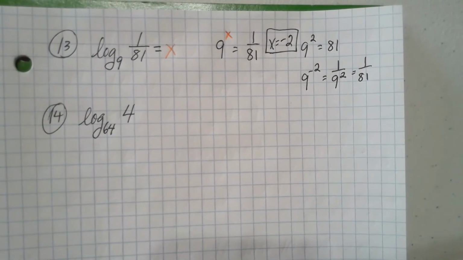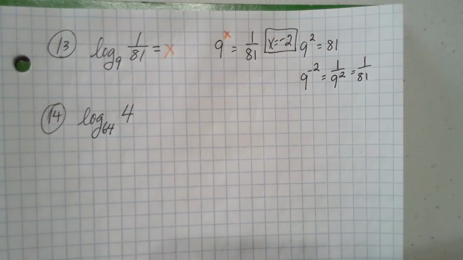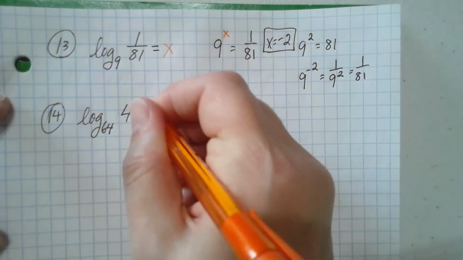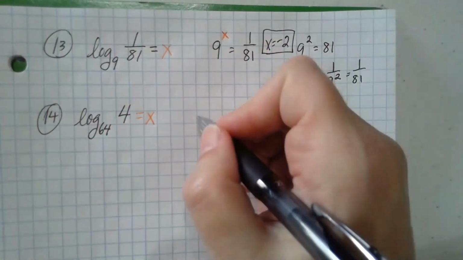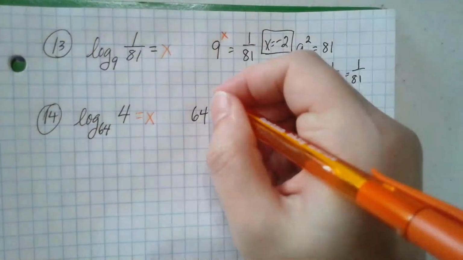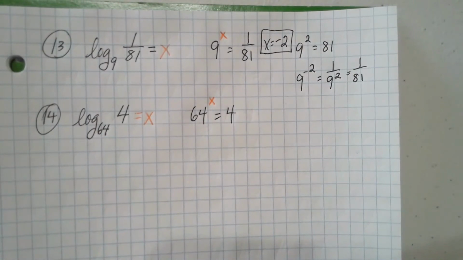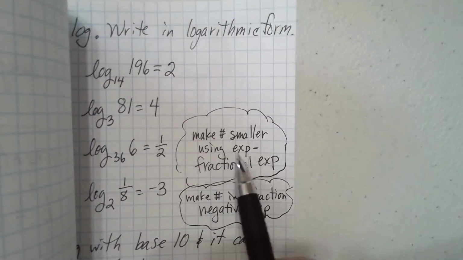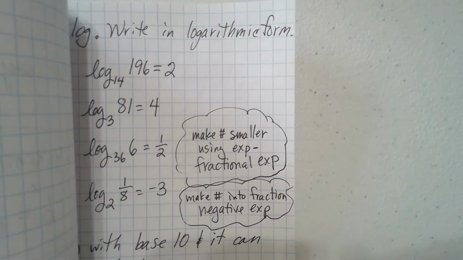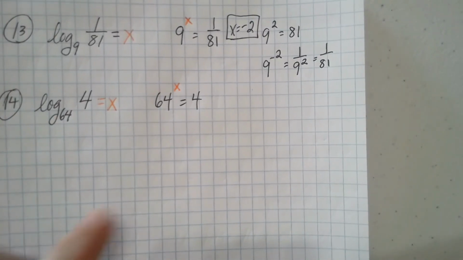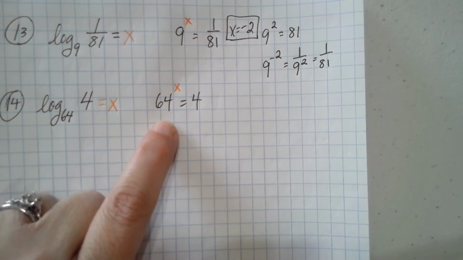All right, and the last one, log base 64 of 4 equals what number? So 64 to the what power equals 4. All right, so this one is getting smaller, so I'm going to look back at my notes. To make a number smaller using our exponent, we're going to have a fractional exponent. Okay, so here's how I want you to think about this. This is going to be a fraction, okay?